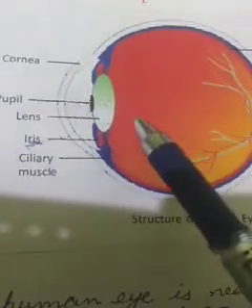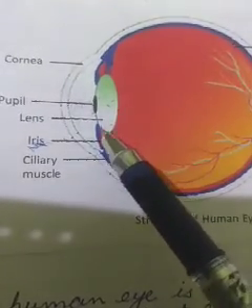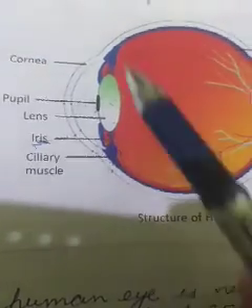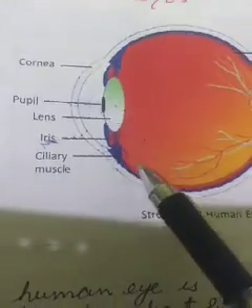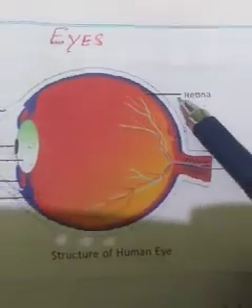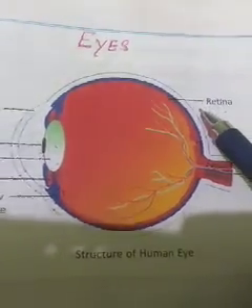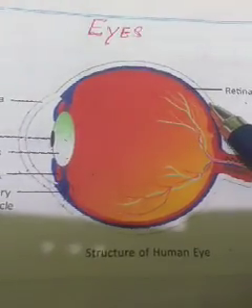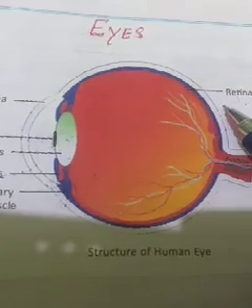The eye lens is then held in this position by the ciliary muscles. And the screen of the eyes is called the retina, where the image is formed. This retina is a light sensitive screen.